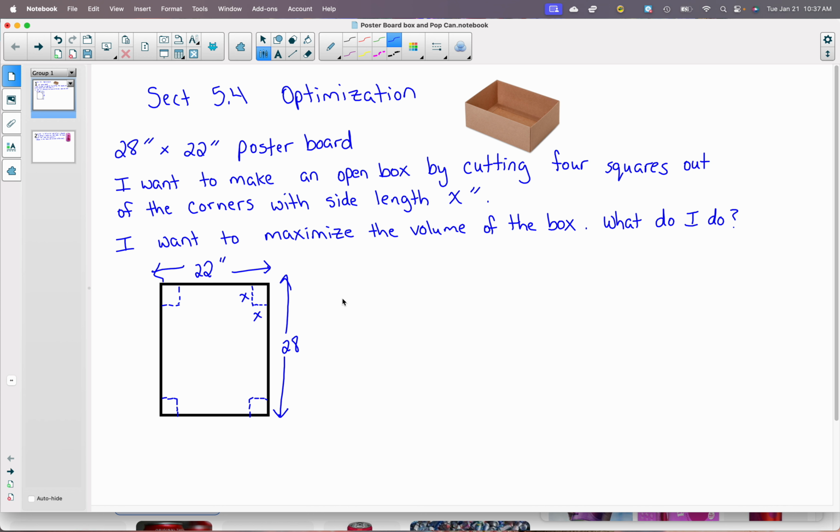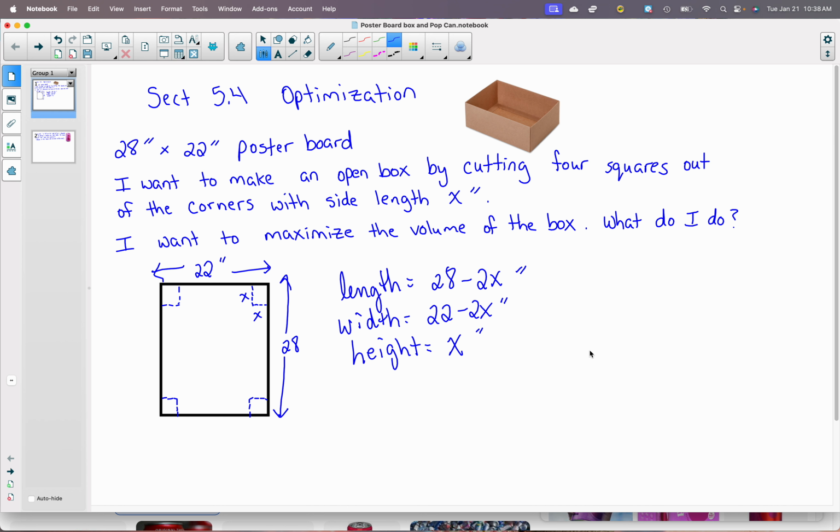So the length of the box would be 28 minus 2x inches. And the width of the box would be 22 minus 2x inches. So make sure you realize that. And then the height of the box is going to be x, because that's the amount that it is folded up.